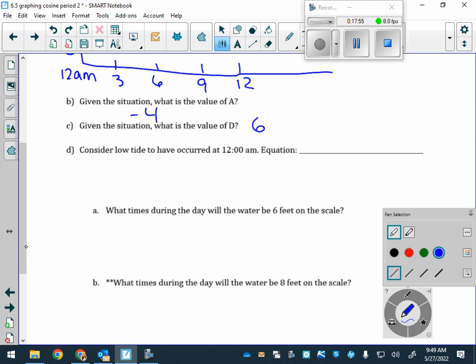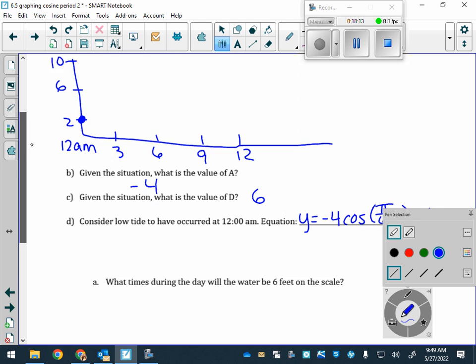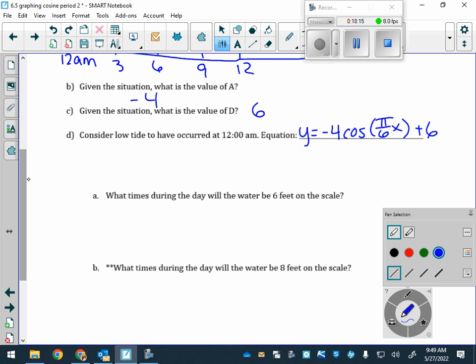Yeah, Catherine. Perfect. Okay, y or f of x, whatever you guys got. Okay, what times during the day will the water be 6 feet on the scale? Jaden, go ahead. Good.